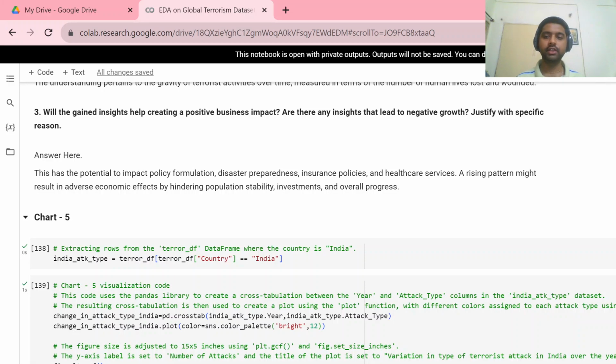So it will give us the data on how people are suffering, both those wounded as well as those who died. According to it, we could prepare insurance policies in those regions, and prepare healthcare and disaster preparedness.